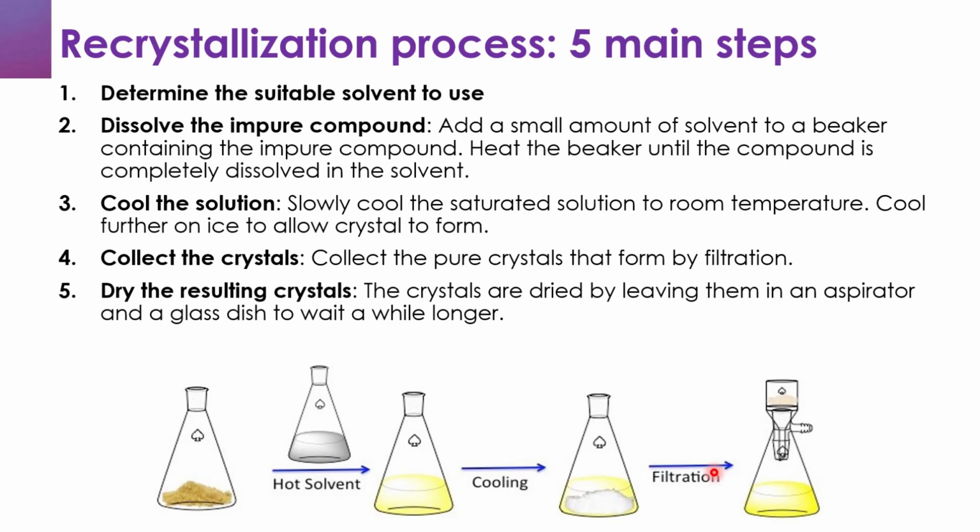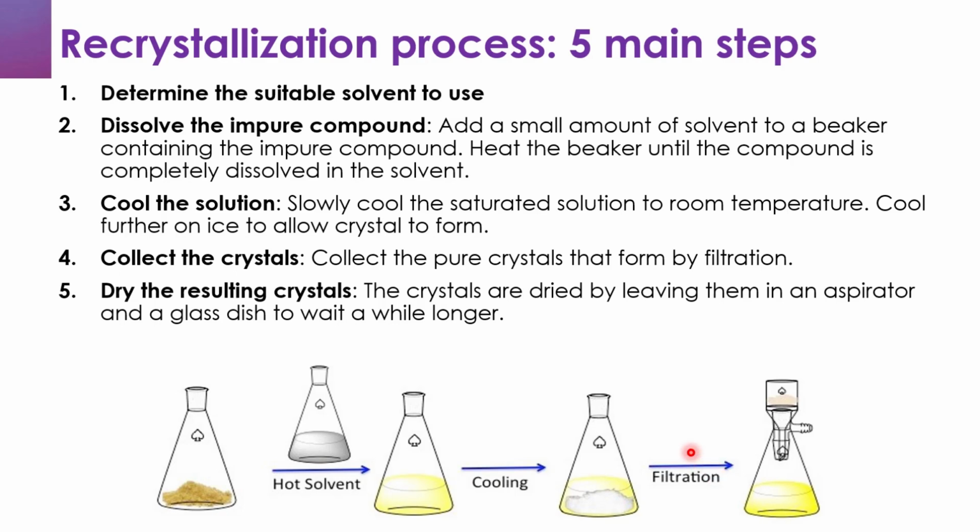So now let's look at the five main steps involved in the recrystallization process. The first step has to do with the determination of the suitable solvent. The second step is to dissolve the impure compound in the suitable solvent. The third step is to cool the solution. The fourth step is to collect the crystals, and the fifth step is to dry the resulting crystals.